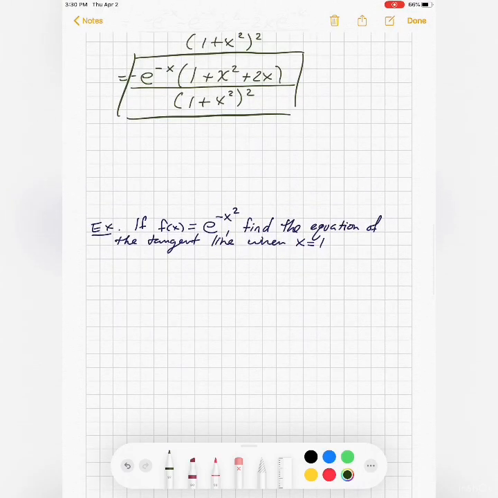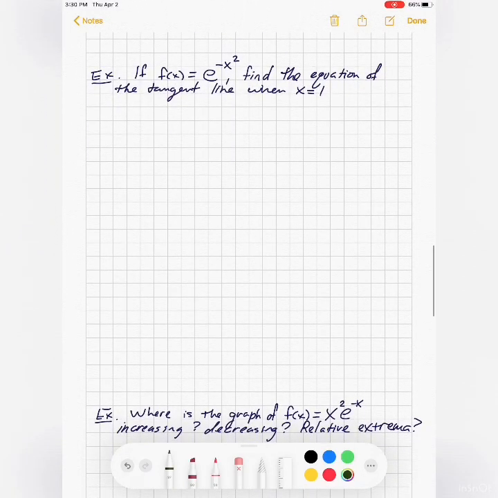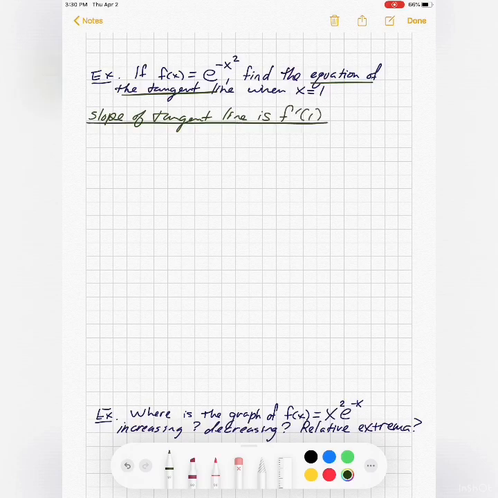Okay, what else is there? So if I have f of x is e to the negative x squared, find the equation of the tangent line when x is equal to 1. Okay, so I know I can get the slope of the tangent line by finding the derivative and plugging in 1, right? So the first thing I'll need to find is f prime of x. Okay, so chain rule. So derivative of the exponential is just the exponential, then times the derivative of the exponent.